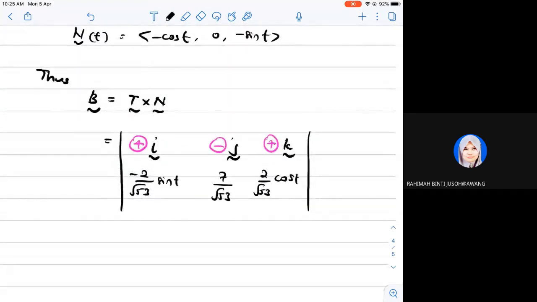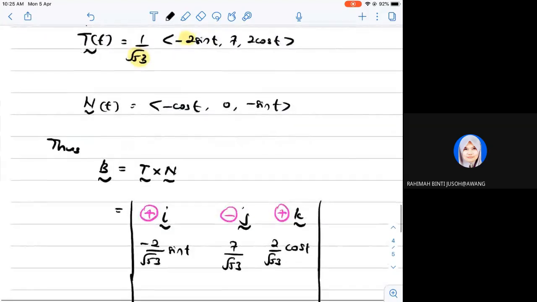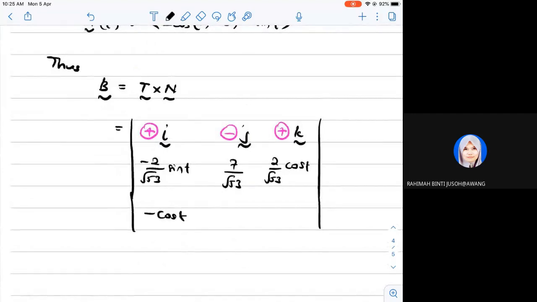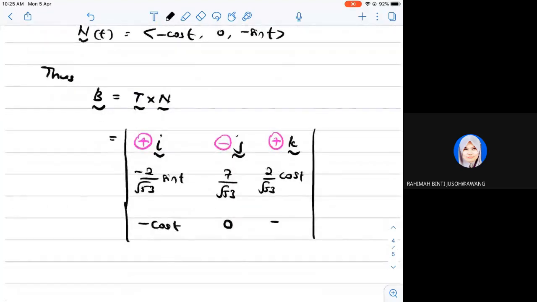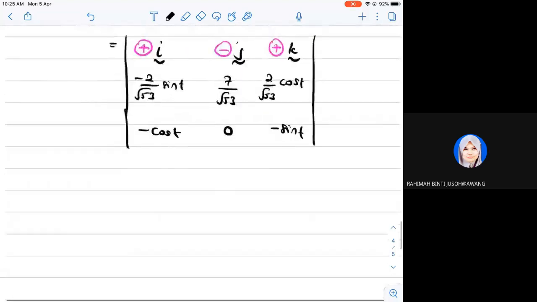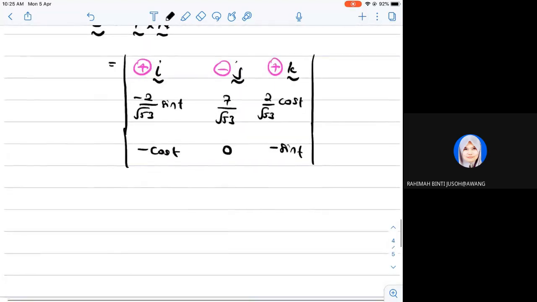And then cross product. The second column, second row should be negative cos t, 0 and negative sin t. Okay, now we can find the binormal vector. First of all, we need to close the first column. So we are crossing the second and third column. So cross this one. Multiply 7 over square root 53 times negative sin t, minus 0 times the one above.